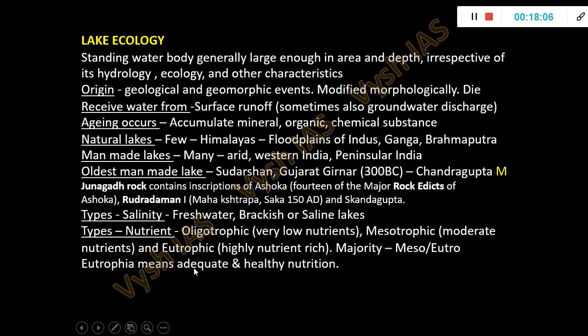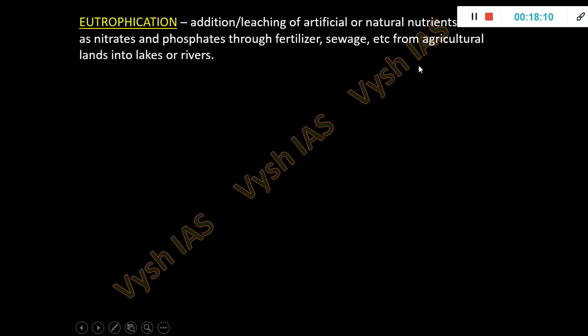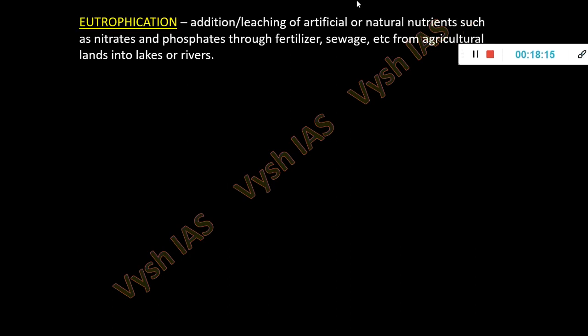Now eutrophic means adequate and healthy nutrition. Okay, just the term. So eutrophication in general, which is one of the most important topics of this lecture, is the addition or leaching of artificial or natural nutrients such as nitrates and phosphates through fertilizers, sewage, etc. from agricultural lands into lakes or rivers. Okay, meaning more and more nutrients go in through these fertilizers and all these things, and it becomes higher than what the lake can handle. That is called eutrophication, and harmful effects are there, which I will teach you now.